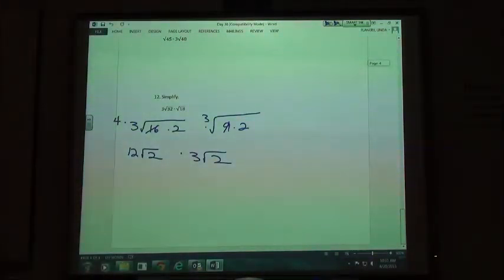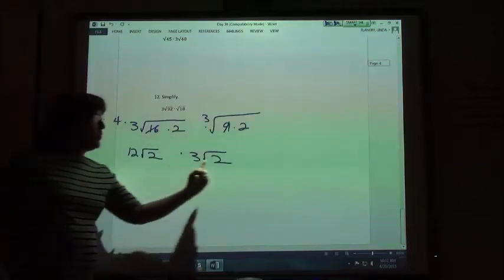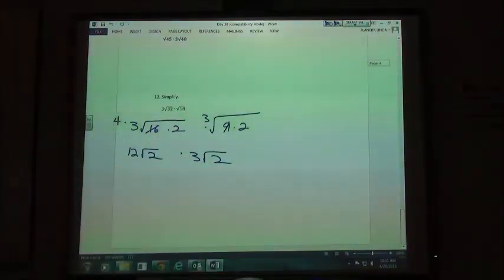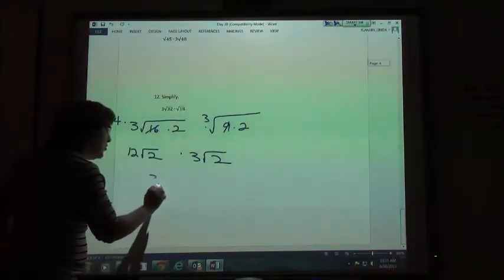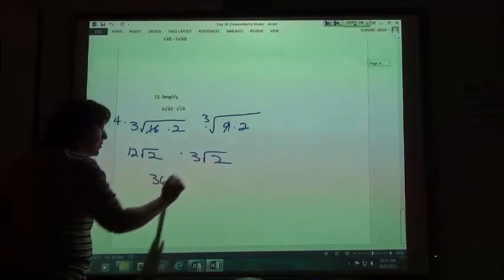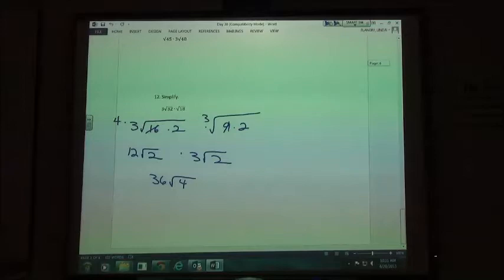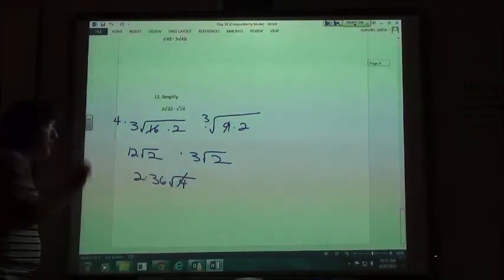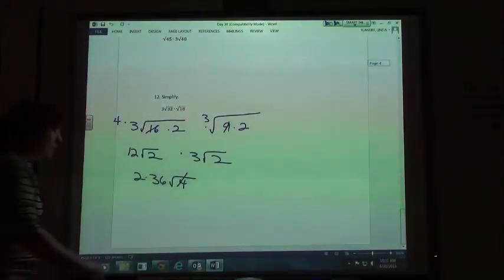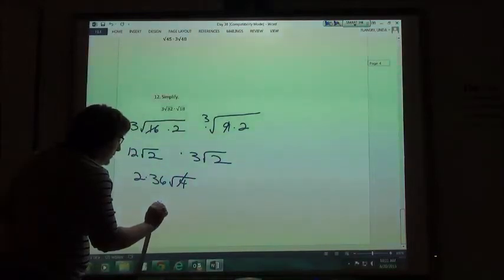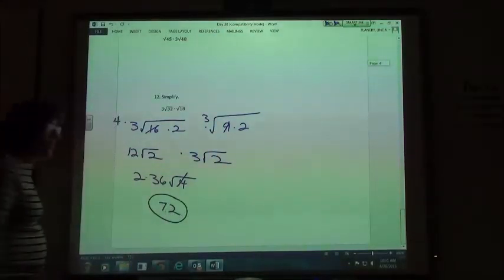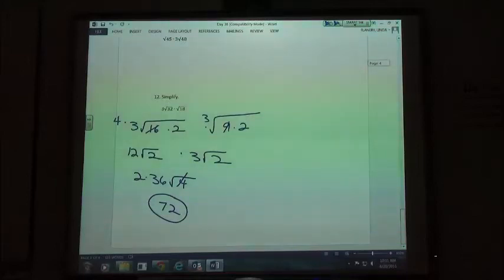Now notice on this one, both things under my square roots are the same. We'll see what happens when we multiply those. 12 times 3 is 36. The square root of 2 times the square root of 2 is going to give me the square root of 4. 4 happens to be a perfect square, right? The square root of 4 is 2. And 36 times 2 would give me 72. Nothing left under the square root because 4 was a perfect square.